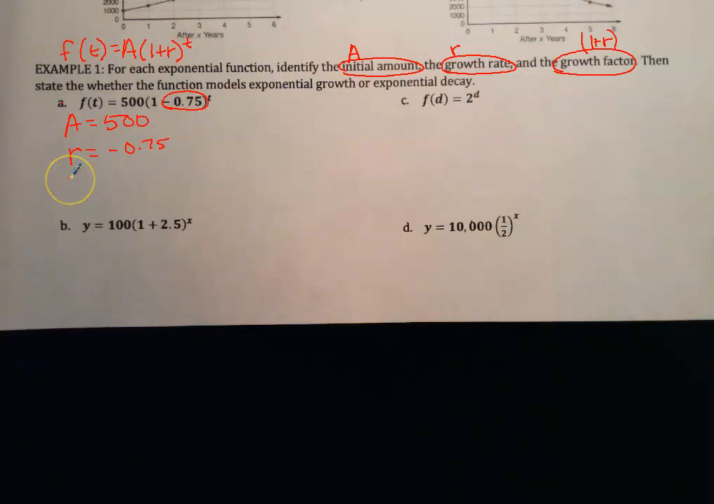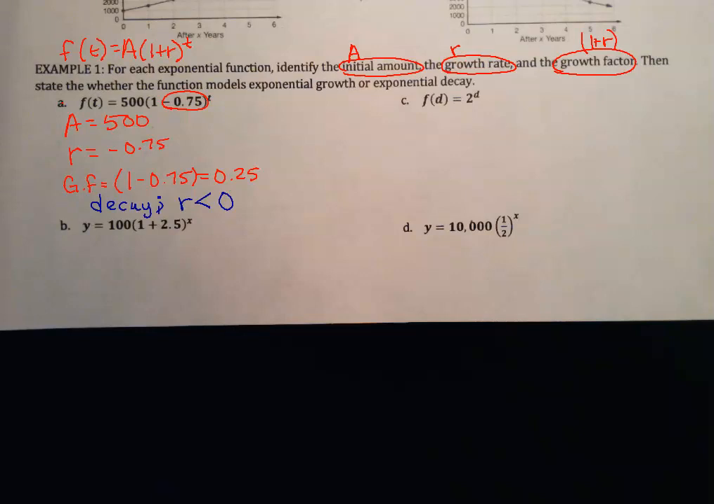So then our growth factor, so I'm going to put GF on here. Remember, that's the 1 plus r, so this is 1 minus 0.75, which is equal to what? Good, 0.25 is our growth factor. Excellent. Now, is this modeling growth or decay? It is decay. I'm going to put that as a colon there because our r is less than 0. Okay, our r is less than 0.